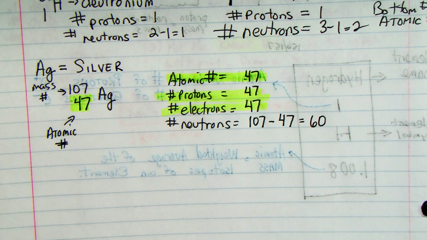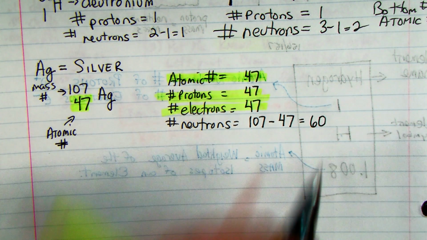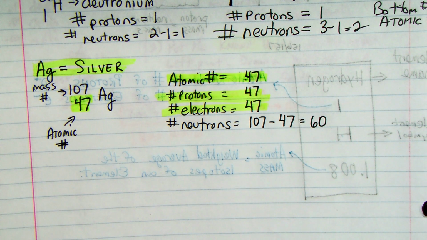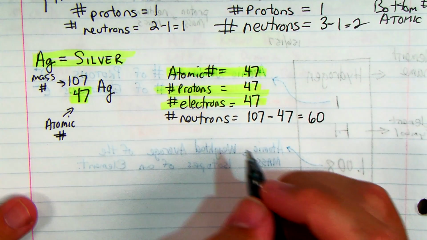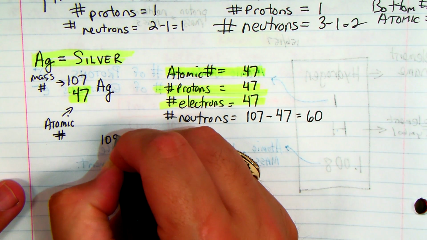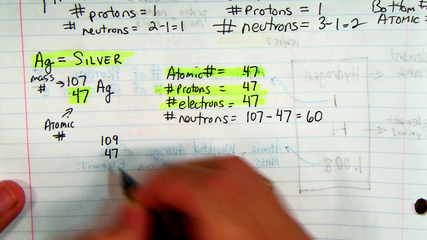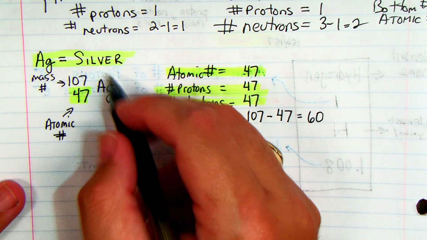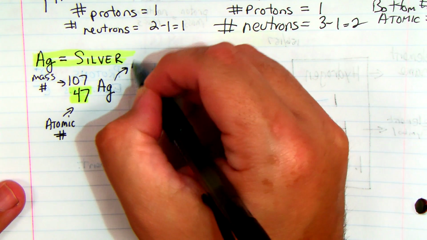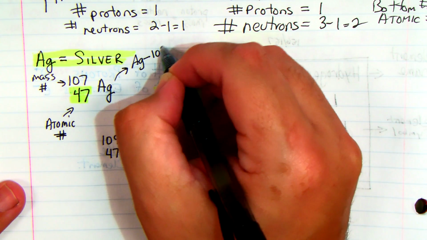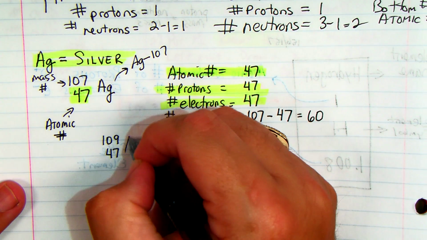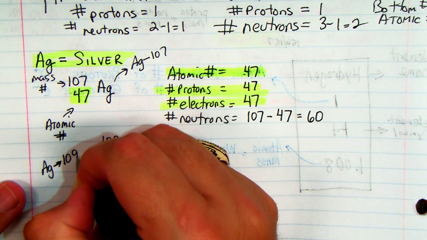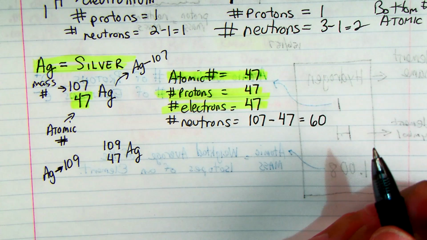So for silver, we can figure that out. Now, if we went to a different isotope of silver, which would be Ag109. So if you see this, it's called Ag107, and this might be called Ag109. And what that does is it tells you that you have an isotope, and it tells you what your mass number is going to be.